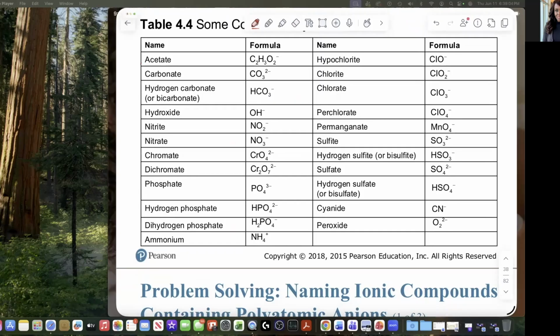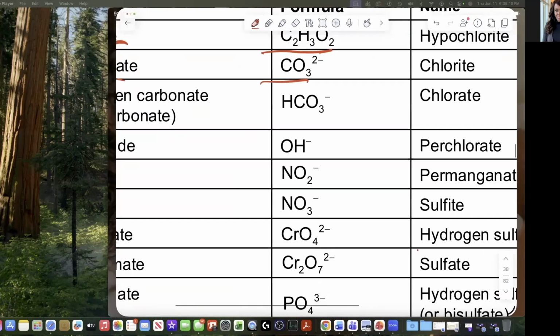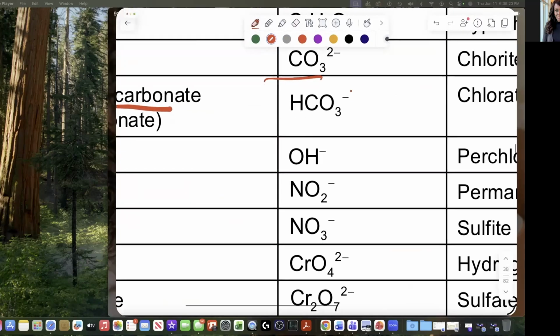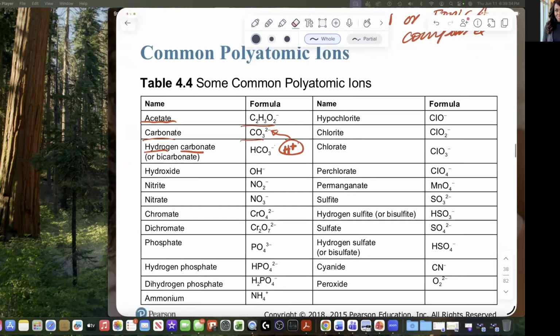There's only one version of acetate right here, carbonate one version. What I meant by that was there was no CO3 3 minus. There's no such thing. But if you add a hydrogen to the carbonate, it becomes hydrogen carbonate. The charge is one less because the hydrogen is technically H plus. If you add the H plus to a carbonate, it becomes hydrogen carbonate, reducing the negative by one and adding an H to it.